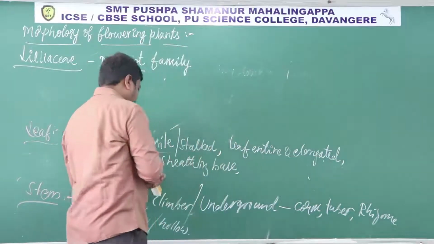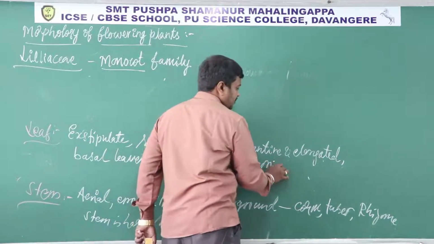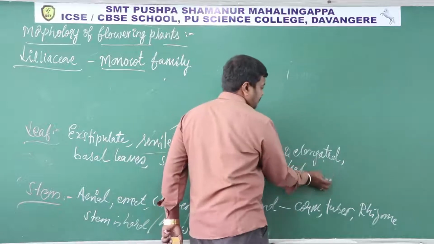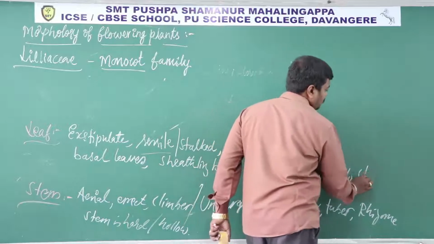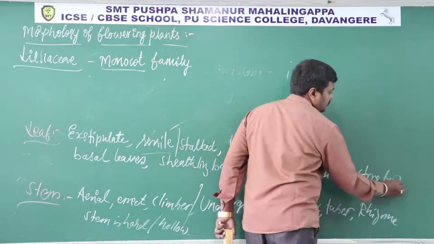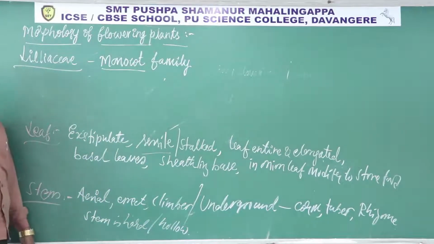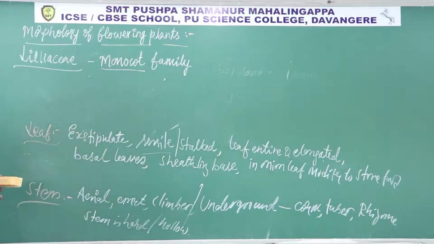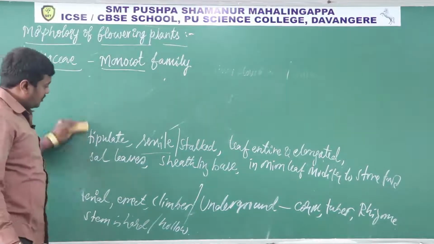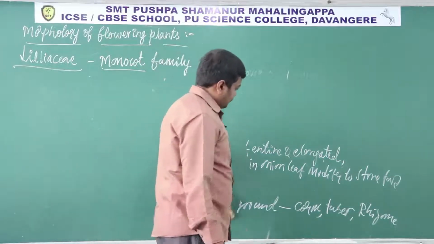And in onion, the leaves show modification. In onion the leaf is modified to store food. So in the case of onion, two kinds of leaves are there: fleshy leaves and scaly leaves. Fleshy leaves store the food, scaly leaves give protection. So that is about the leaf. Next come to the floral characters.